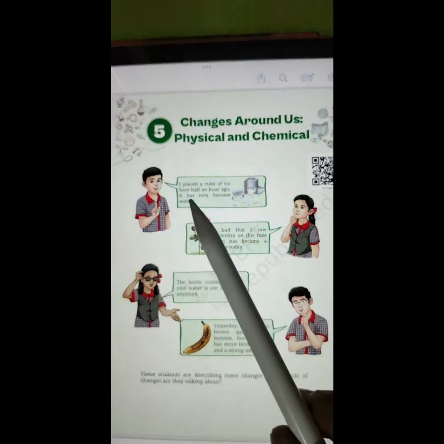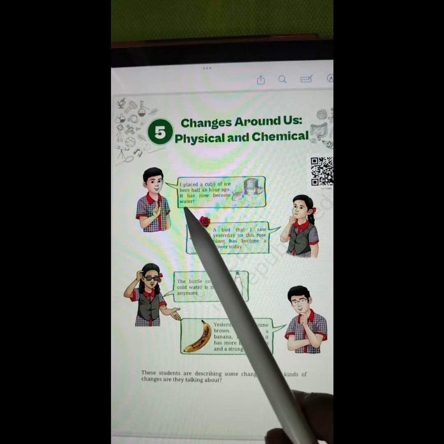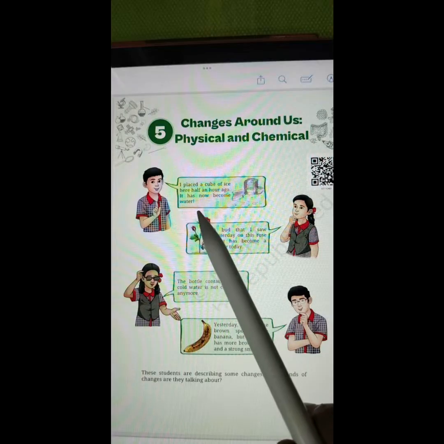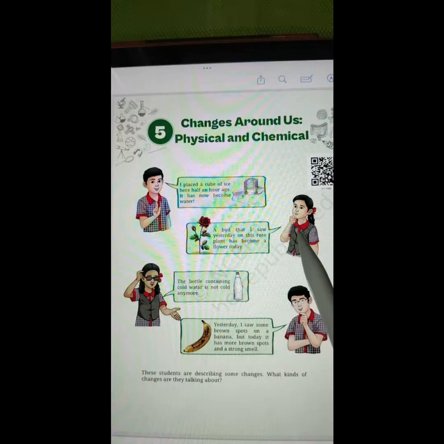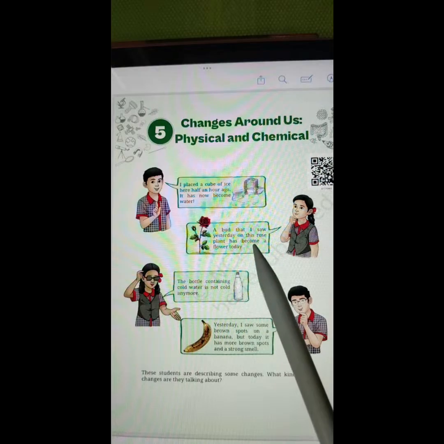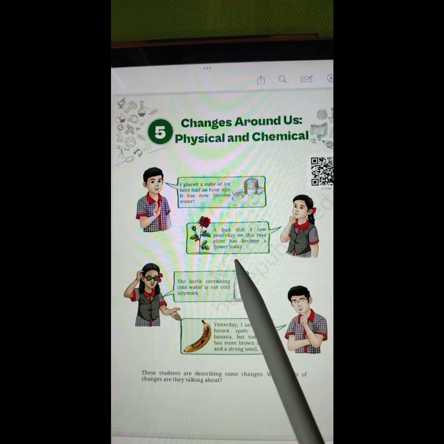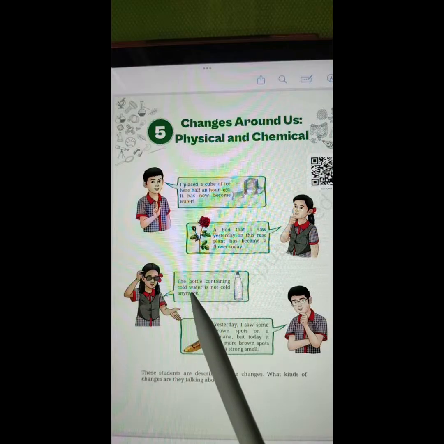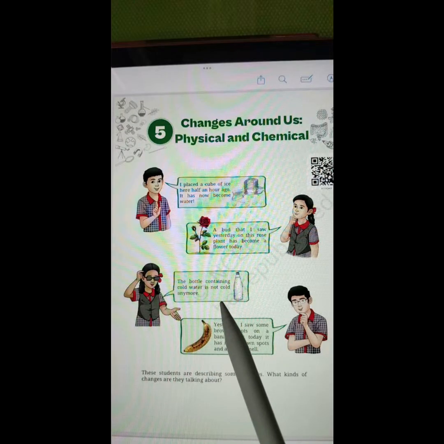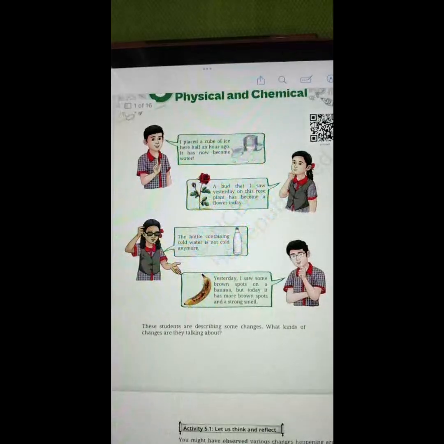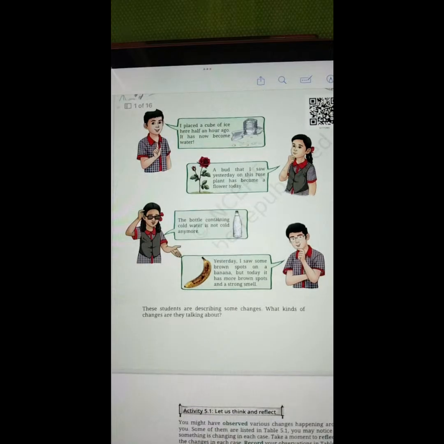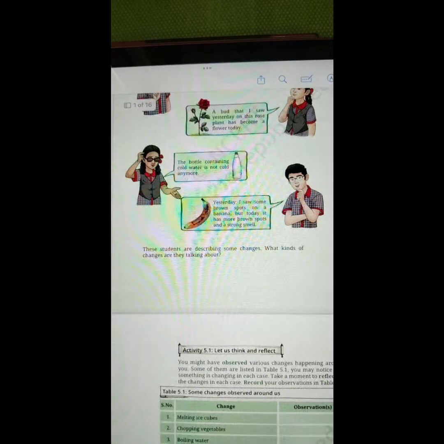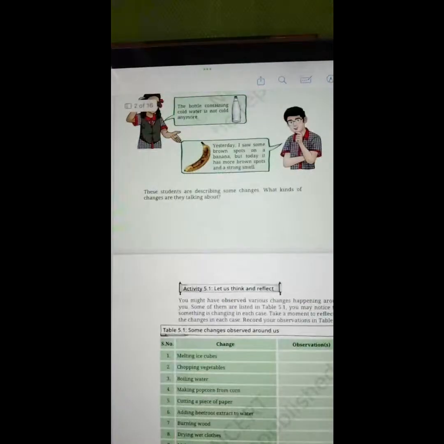So, this boy is thinking, I placed the cube of ice here half an hour ago. It has now become water. And this girl is thinking, a bud that I saw yesterday on this rose plant has become a flower today. Yet another girl: the bottle containing cold water is not cold anymore. And this boy: yesterday I saw some brown spots on a banana, but today it has more brown spots and a strong smell. These students are describing some changes. What kind of changes are they talking about?